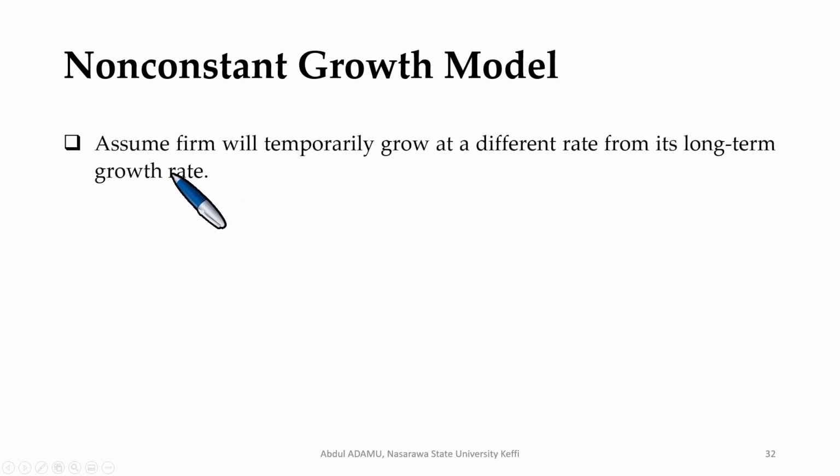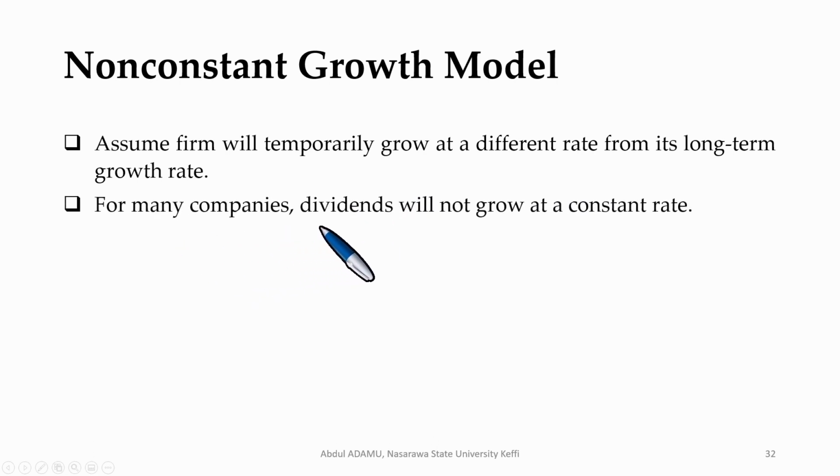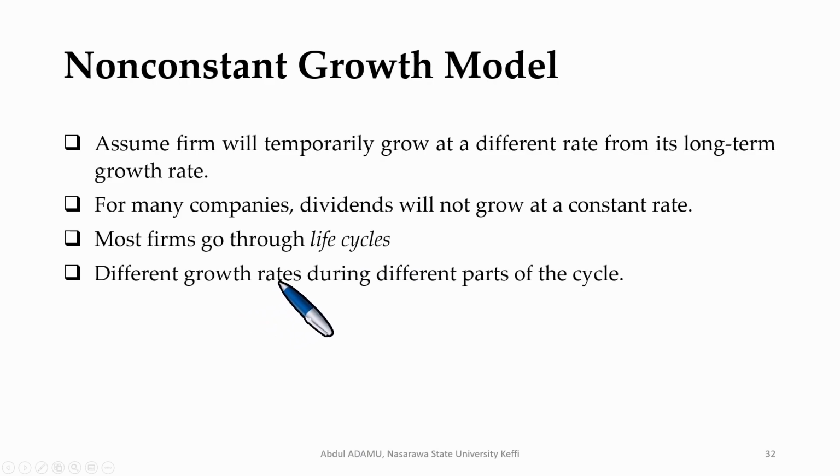The non-constant growth model assumes that a firm will temporarily grow at a different rate from its long-term growth rate. For a firm that is new, the growth rate in the initial period will be higher than the growth rate which will come later in the years. For many companies, dividends will not grow at a constant rate. Most firms go through a life cycle, with different growth rates during different parts of their life cycle.